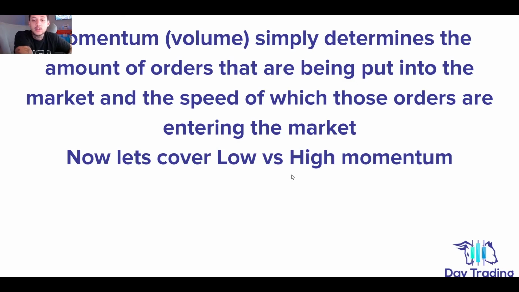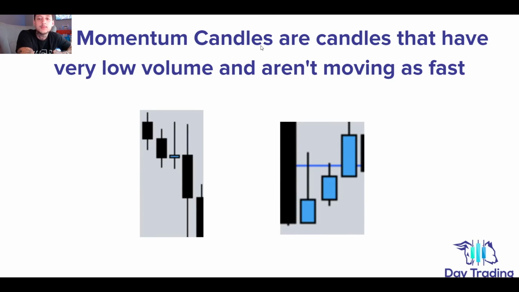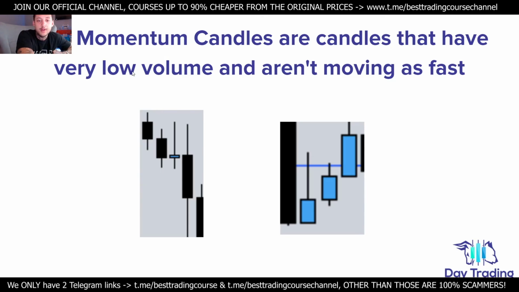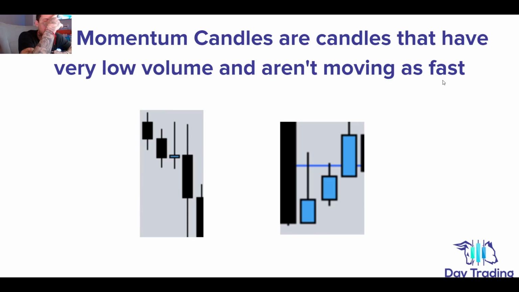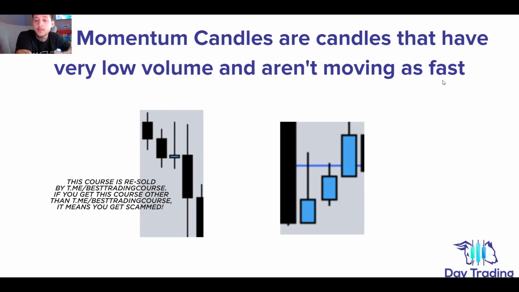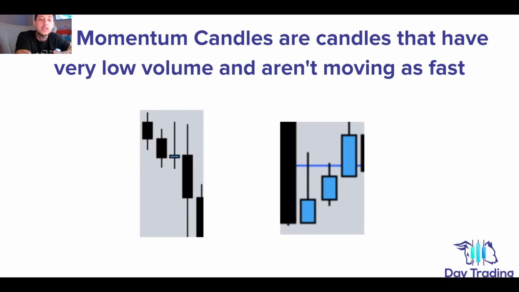Right, so now let's cover low versus high momentum candlesticks. Low momentum candles are candles that have very low volume and aren't moving very fast. You could think about low momentum as small candlesticks and high momentum as big candlesticks. The bigger the candlesticks are, the more momentum and volume that candlestick has, right? Vice versa as well. The smaller the candlesticks are, the less volume and momentum there is.